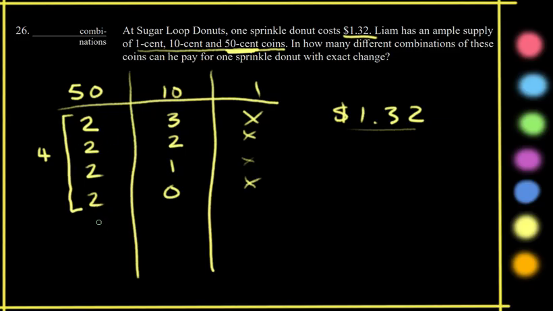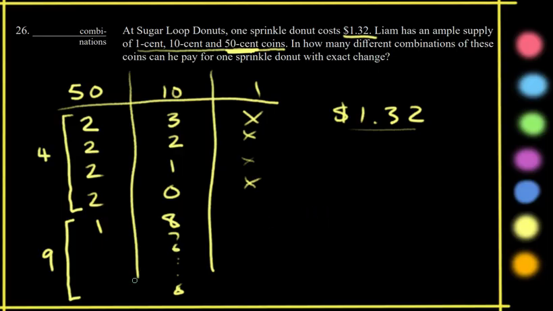Now, what happens if you only use 1 50-cent piece? Well, if you only use 1 50-cent piece, you could use 8 10-cent pieces, or 7, or 6, or 5, or 4. So it's going to be basically 8, 7, 6, all the way down to 0, right? So it's kind of the same thing we did here, except we've got 5 more possibilities because we got rid of a 50-cent piece. So that gives us 5 more dime possibilities. So the total number of these is going to be 4 plus 5, which is 9.